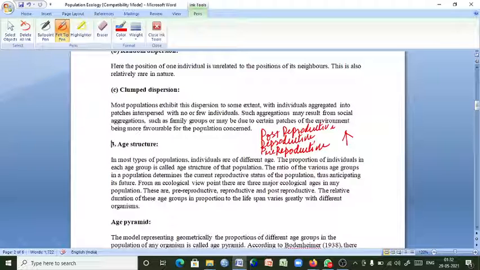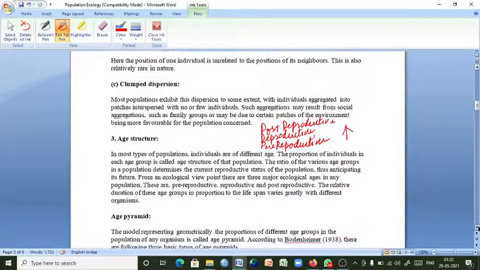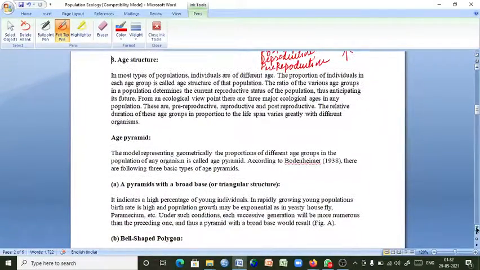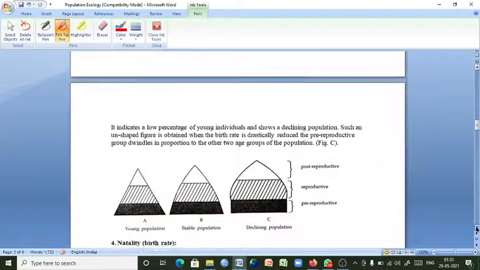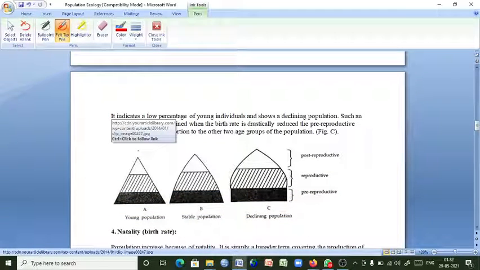And from an ecological viewpoint, there are three ecological ages, already I mentioned, the pre-reproductive, reproductive, and the post-reproductive. And depending on their proportion, they form three special types of population structure. The first one is explained by young population, the second one the stable population, and the third one the declining population. But how? In case of young population, just follow this. The pre-reproductive portion is maximum, then the reproductive, and the post-reproductive one is lowest. And they are growing, young or growing.